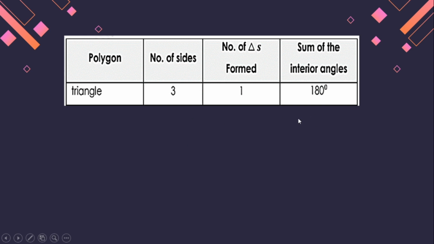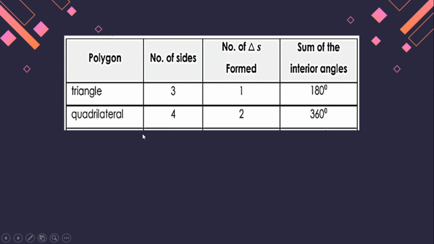Tapos sa quadrilateral naman natin, yung kaninang rectangle natin na ABCD, ayan. Di ba nung nag-draw tayo ng diagonal, so we have 4 sides, tama? So nag-drawing tayo ng diagonal, we formed how many triangles? So we have 2 triangles. Ito yon. And that is equal to 360 degrees as the sum of its interior angles.